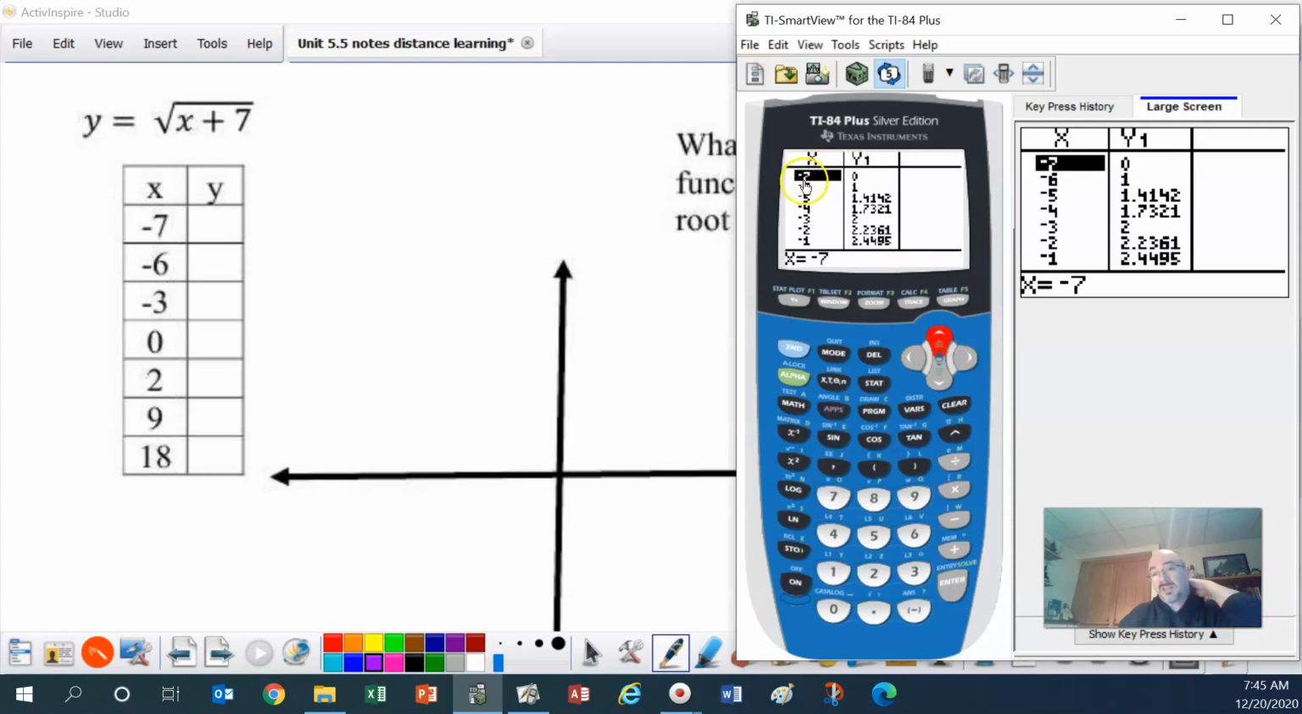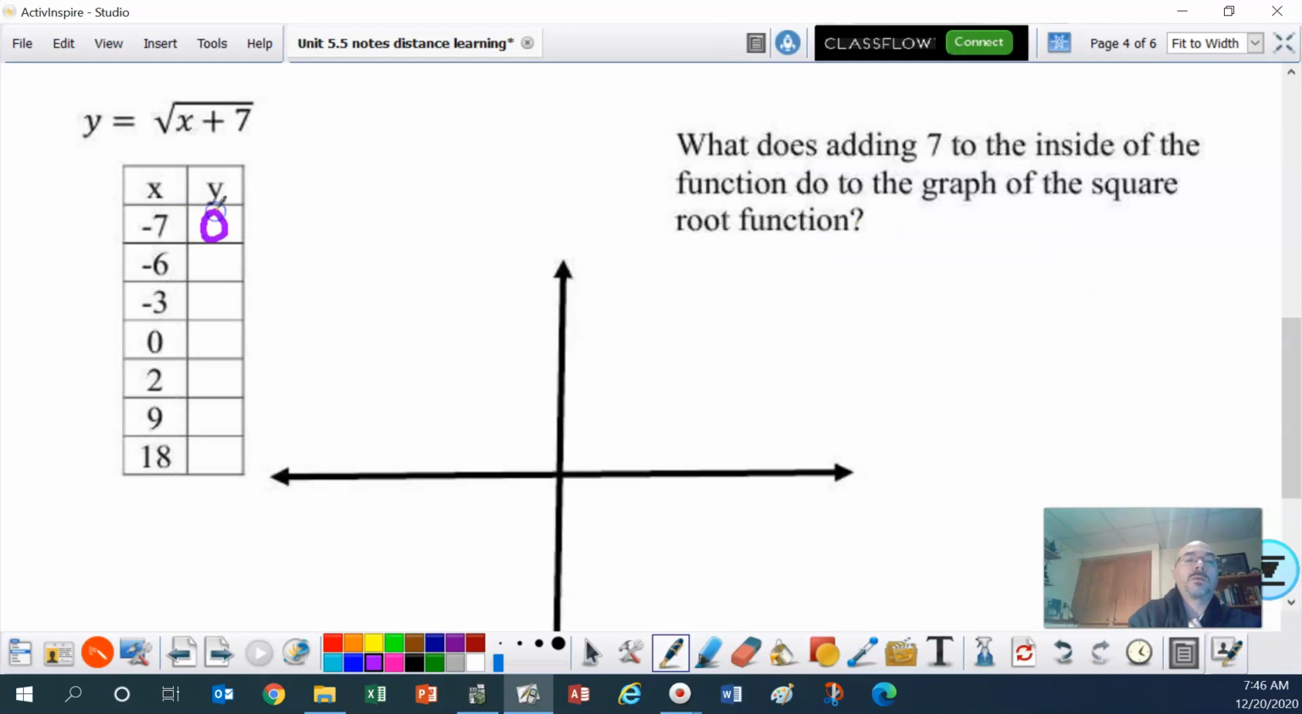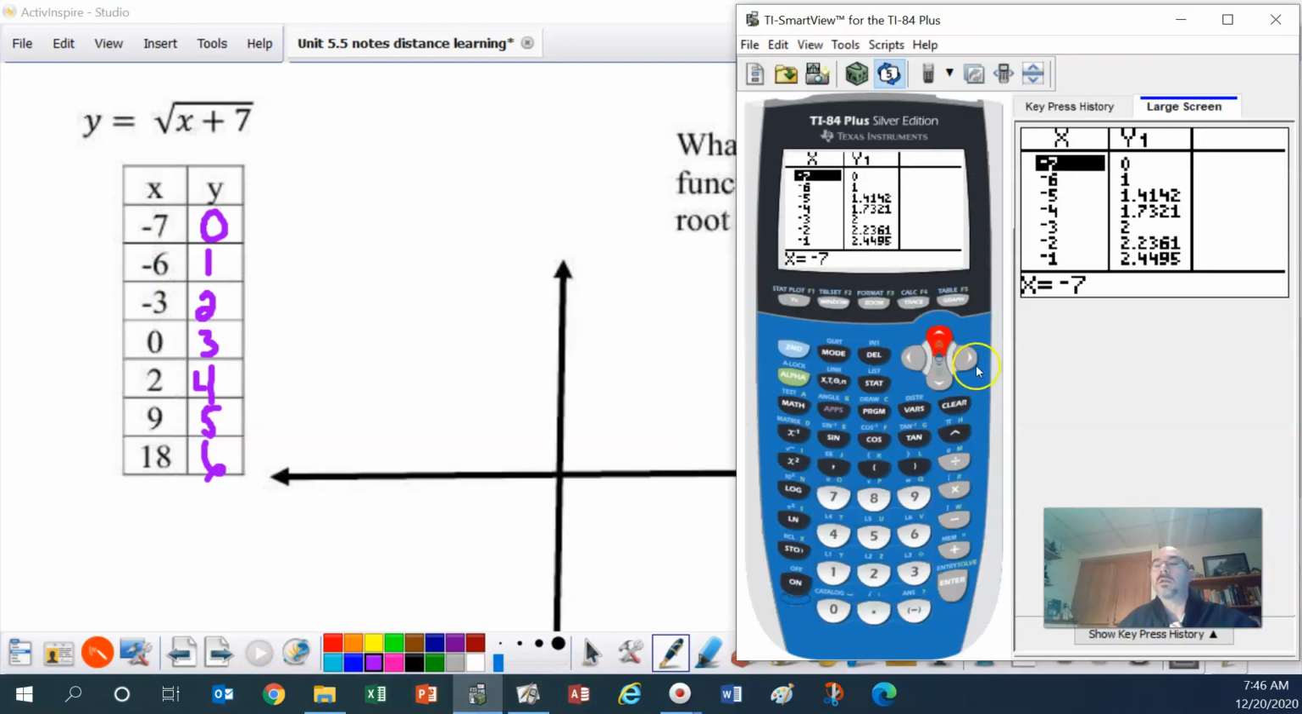So -7 matches with 0. Huh. -6 goes with 1. -3 goes with 2. Gee, I bet it follows that pattern. 0, 1, 2, 3, 4, 5, 6. And if you don't believe me, you could go ahead and scroll a little bit further on your calculator. Let's see. Yep, 2.